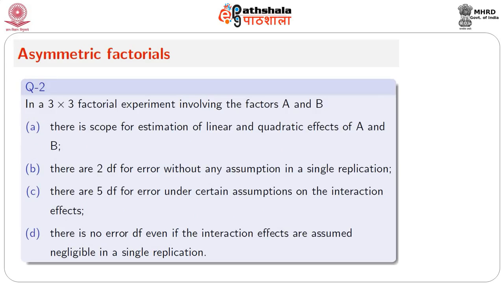Please read out. Okay, sir. So in a 3 cross 3 factorial experiment involving the factors A and B, the options are: there is scope for estimation of linear and quadratic effects of A and B. The second option is there are 2 degrees of freedom for error without any assumption in a single replication. The third one is there are 5 degrees of freedom for error under certain assumptions on the interaction effects. And the fourth one is there is no error degrees of freedom even if the interaction effects are assumed negligible in a single replication. Okay, let's see.